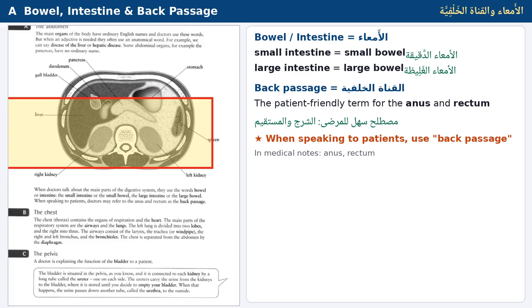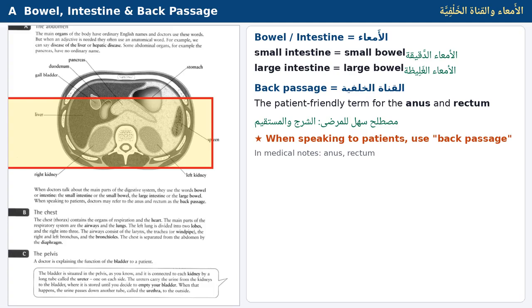Section A continues. The textbook says, when doctors talk about the main parts of the digestive system, they use the words bowel or intestine. Bowel and intestine mean the same thing, الأمعاء. We have 2 parts, the small intestine, also called the small bowel, الأمعاء الدقيقة, and the large intestine, also called the large bowel, الأمعاء الغليظة. Both names are correct. Then the textbook says, when speaking to patients, doctors may refer to the anus and rectum as the back passage. Back passage, القناة الخلفية. This is a patient-friendly word. Instead of saying anus or rectum, you say back passage. The patient understands this easily.